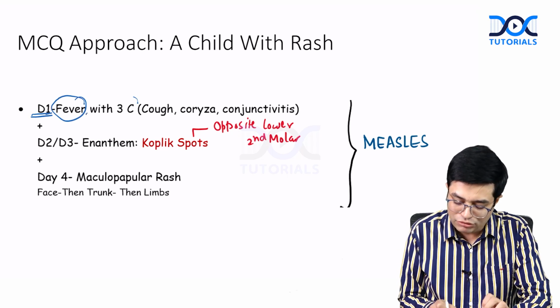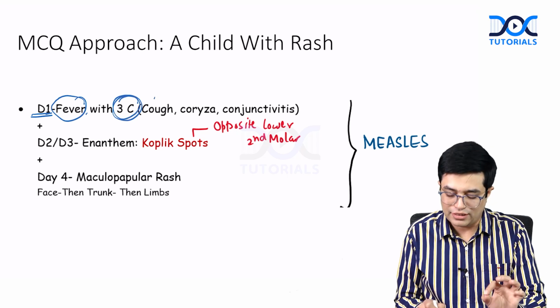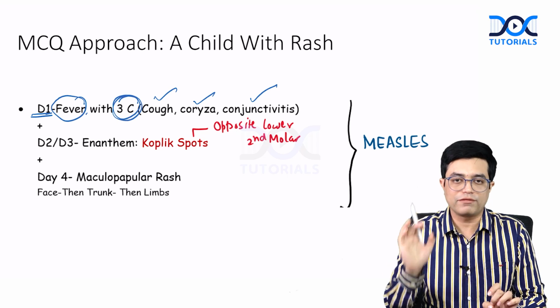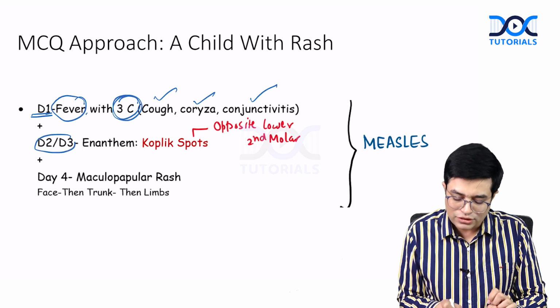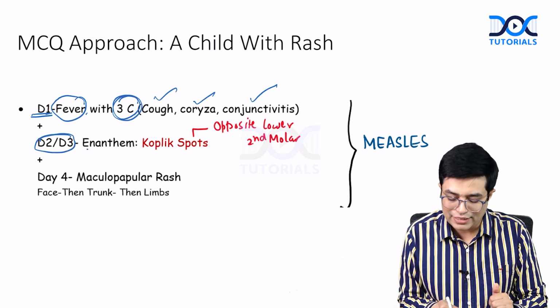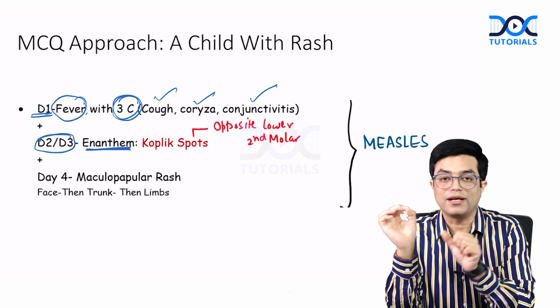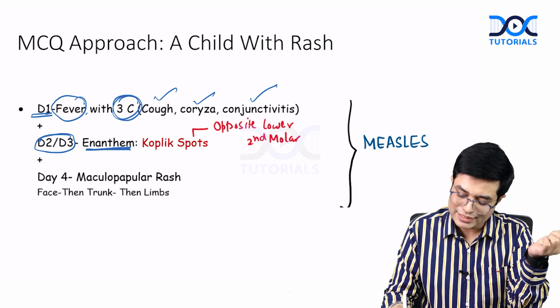There will be fever with 3 C's: cough, coryza, that is running and stuffy nose, and conjunctivitis, inflammation and watering from the eyes. Along with this, on the second or third day of onset of fever, you will have enanthem. Enanthem. Exanthem, what is it? Rash. Any rash is also called an exanthem.